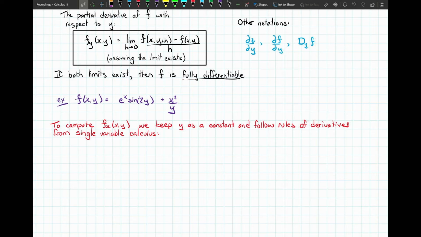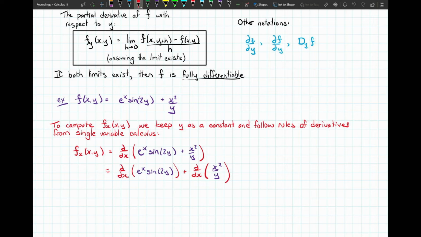So this notation, partial f with respect to x, well, that means that we are going to be taking a look at the derivative of the expression on the right. We use del by del x as an operator, that is, taking the partial derivative of some expression with respect to x. So we are going to be taking a look at the expression e to the x sine 2y plus x squared over y. Now, rules of derivatives still hold out here, so that means that we can take that partial differentiation operator and apply it to each term individually using the sum rule for derivatives.